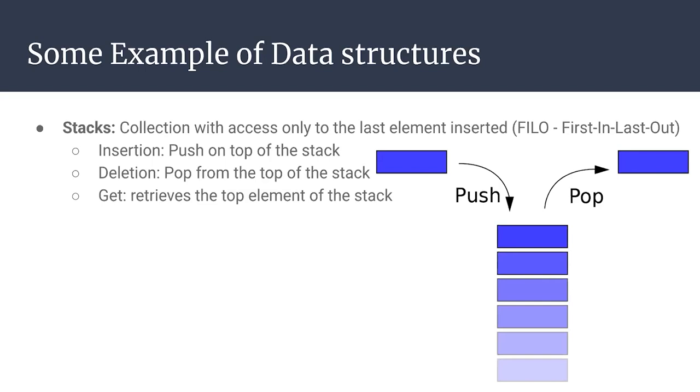All right. So some examples of data structures. Let's take an example of stacks here, right? A stack is nothing but a collection with access only to the last element inserted. We call it FILO, first in last out, right? So let's say you're putting 1 2 3 4 5 in this order. 1 will be at the bottom, then 2 3 4, and 5 will be at the top. So the element that you put in last will be removed first, and the element you put in first will be removed last, right?